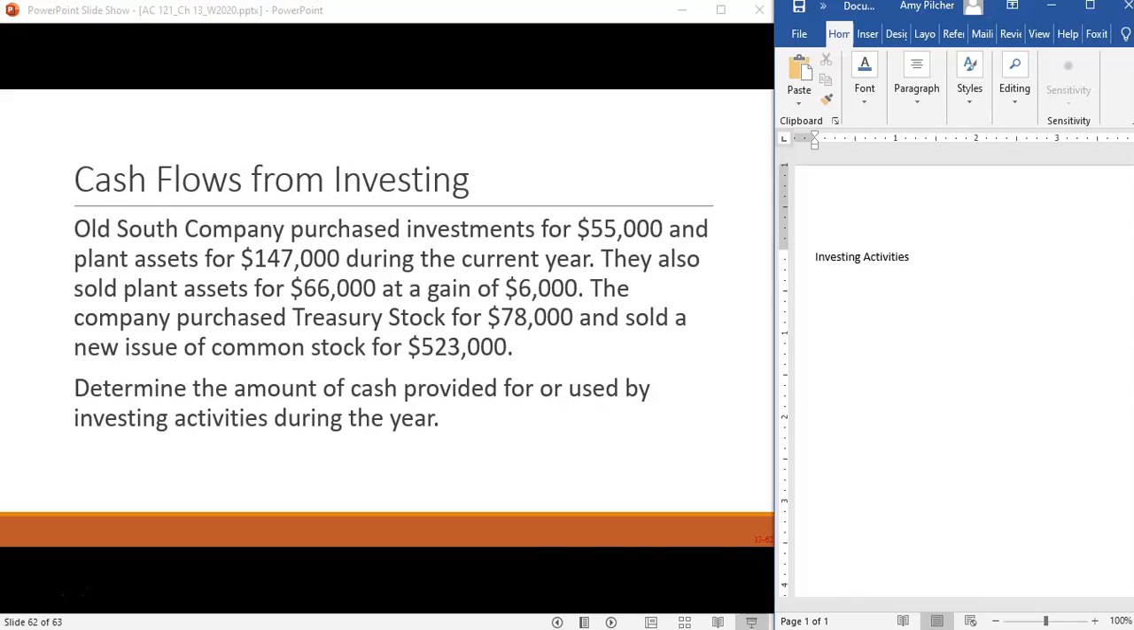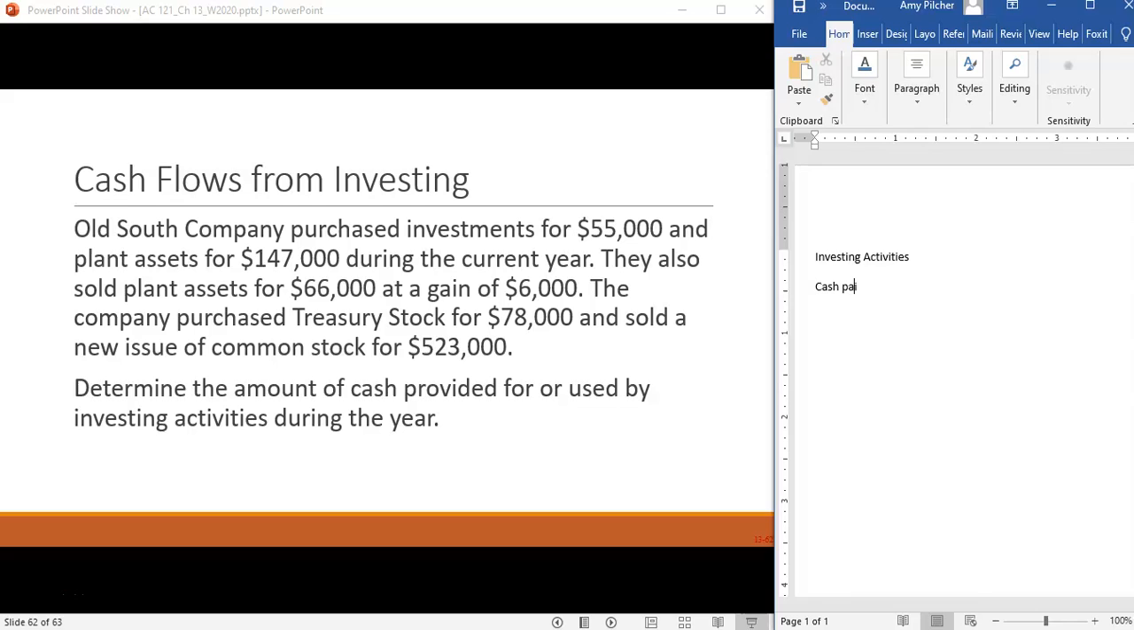Remember, the investing activities section is the long-term assets section. So that purchase of treasury stock and the issue of common stock would not go in the investing activities section. Those are both financing activities for the statement of cash flows. So what we need to look at is that we have cash paid out for those investments, we purchased new plant assets, and then we sold plant assets.